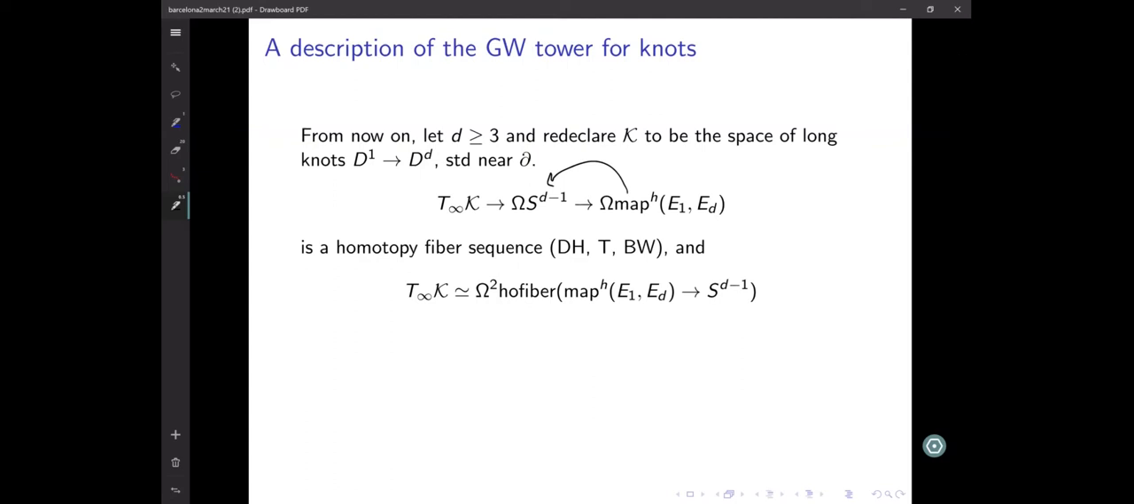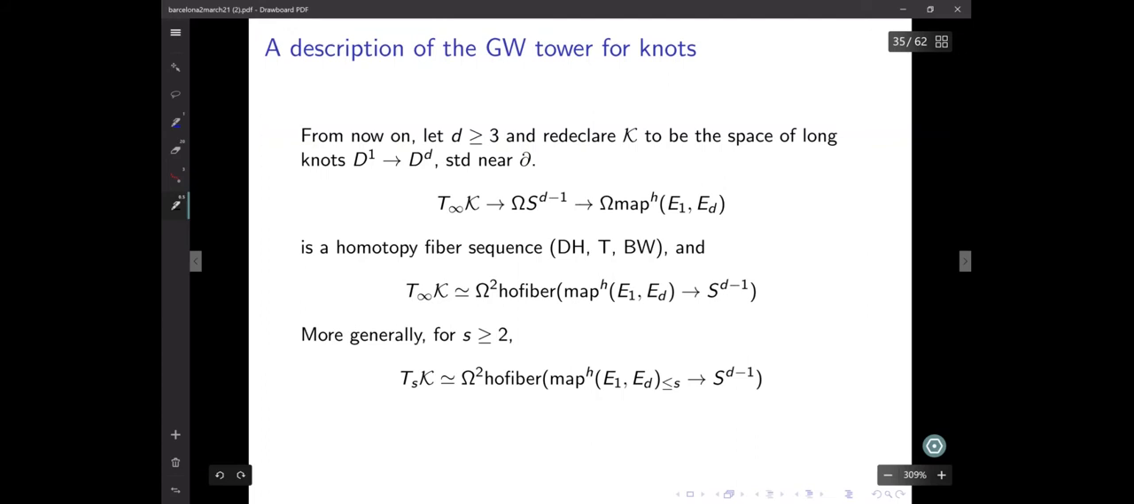And this composition here is the identity. So if you go this way, this is homotopic to the identity. So it's just by formal reasons, you can loop it once more, and you find that the T infinity of K is this twofold loop space of the restriction map. So this is restriction to cardinality 2, or arity 2, we should say arity 2.